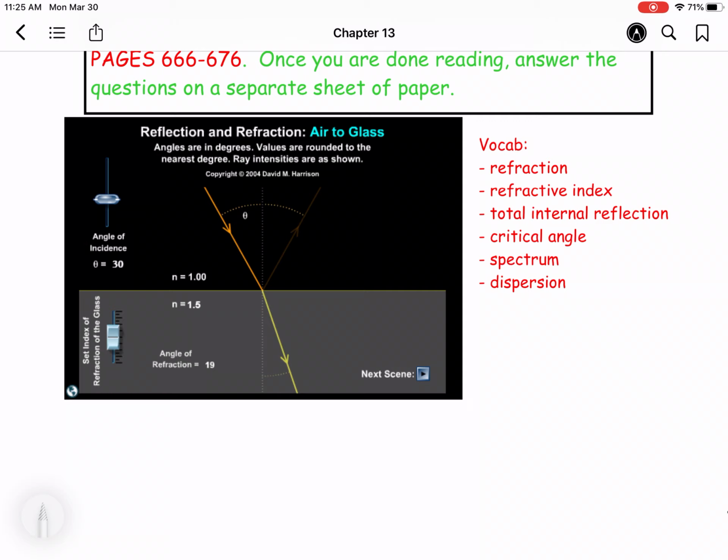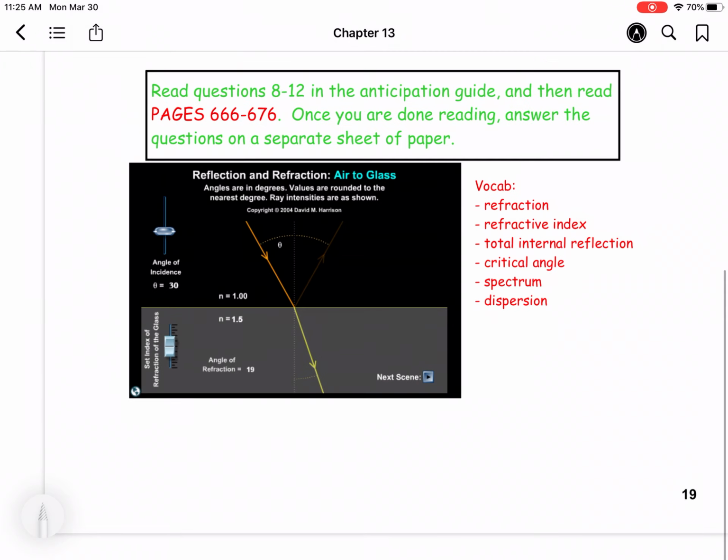Look at the difference in reflection and refraction. Okay, and notice this n value changing. N is basically how dense an object is and how much it changes the way light behaves when it enters or exits it. Okay, and that's pretty important. There's also a critical angle and stuff like that.